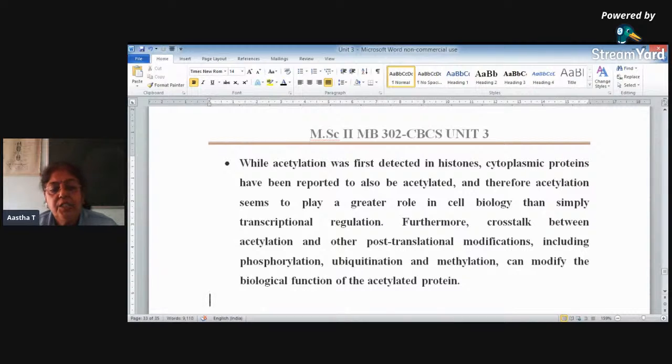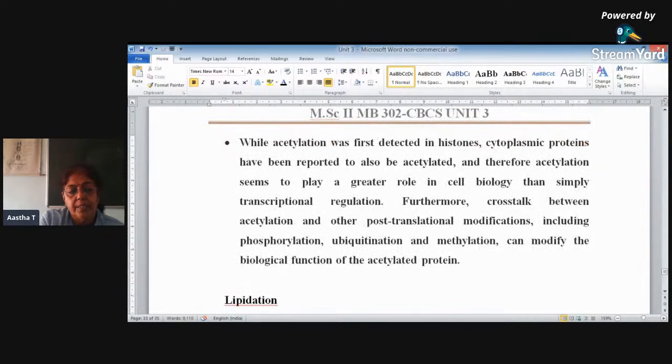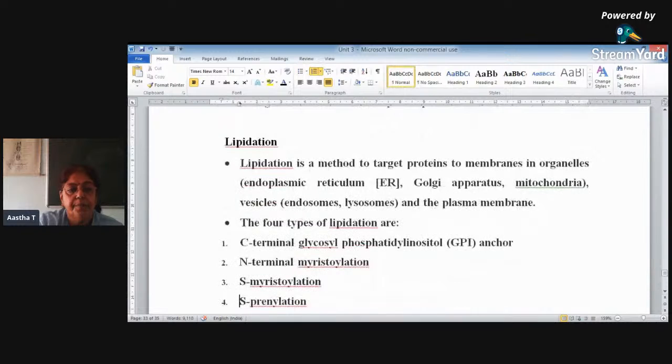When acetylation was first detected in histones, cytoplasmic proteins were also found to be acetylated. So it is not only histone acetylation, proteins present in the cytoplasm can also be acetylated, and these proteins help in the regulation of transcription. Then crosstalk between acetylation and other post-translational modifications, that is phosphorylation, ubiquitination, methylation, they overall modify the biological function of the proteins. Next one is lipidation.